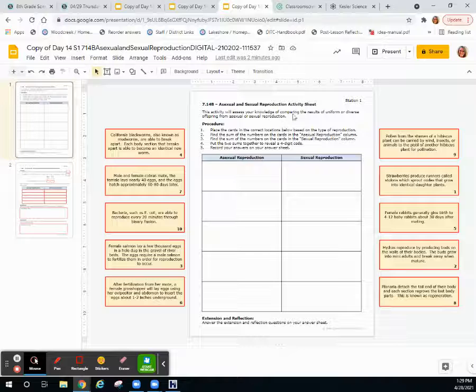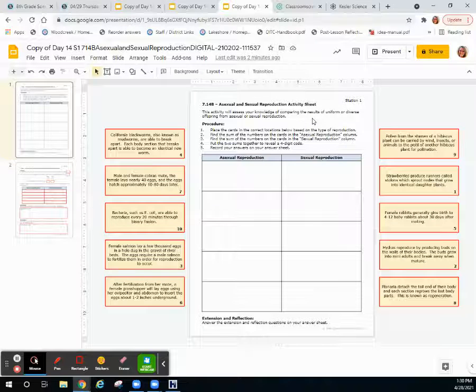So this activity will assess your knowledge of comparing the results of uniform or diverse offspring from asexual or sexual reproduction. When you have asexual reproduction, you have a less diverse offspring because the genetic material is the same because it is being made from one set of genes. Whereas with sexual reproduction, it is the combination of two different sets of genetic material from a male and a female, and that creates new genetic combinations, creating a more diverse offspring.